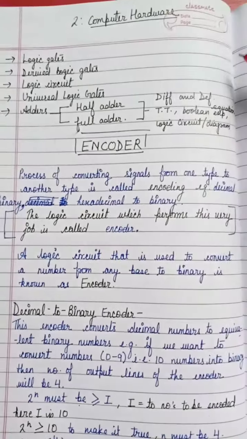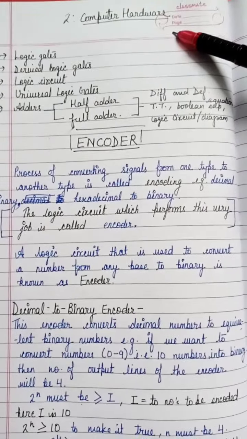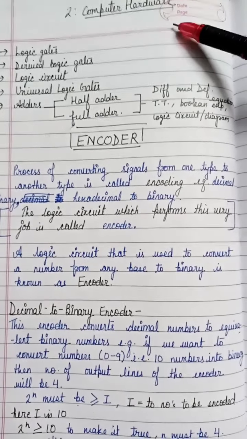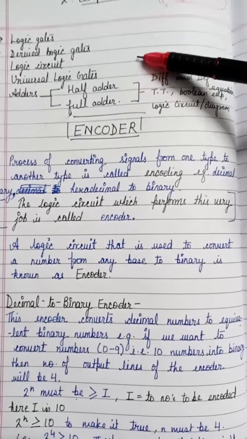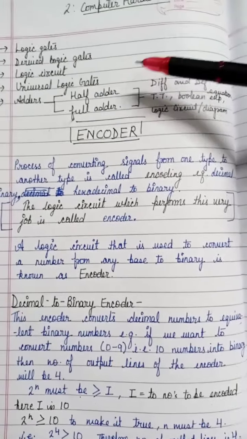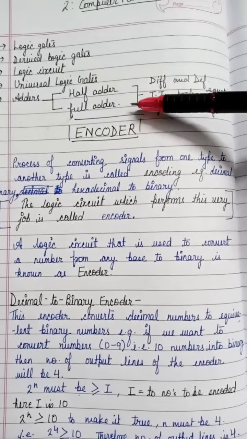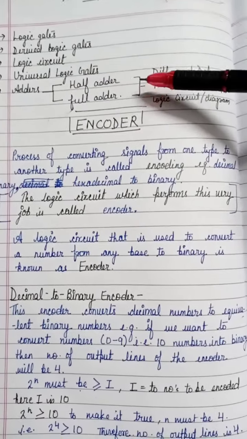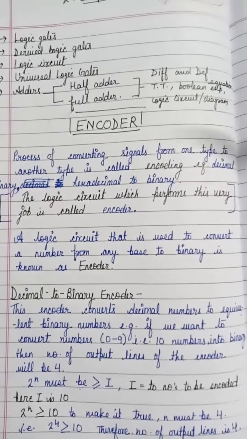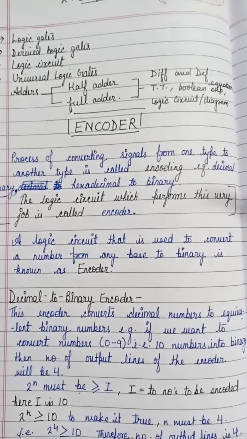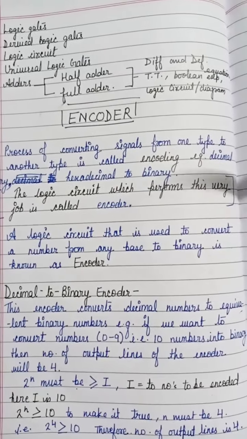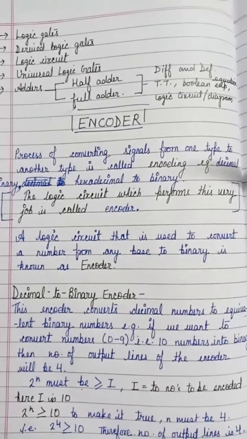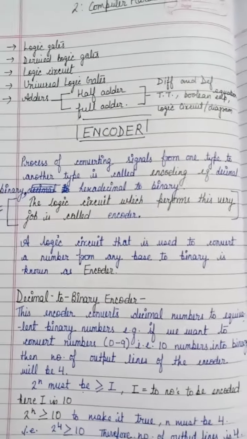Today we'll start with the computer hardware chapter. In this chapter we have done earlier logic gates, derived logic gates, logic circuit diagrams, universal logic gates, adders, half adder, full adder, definition, difference between them, their truth table, boolean expression, equations for sum and carry, and logic circuit diagrams of both half adder and full adder. All this we have done earlier.